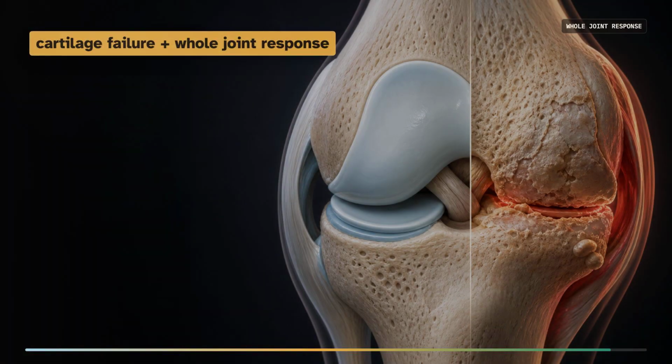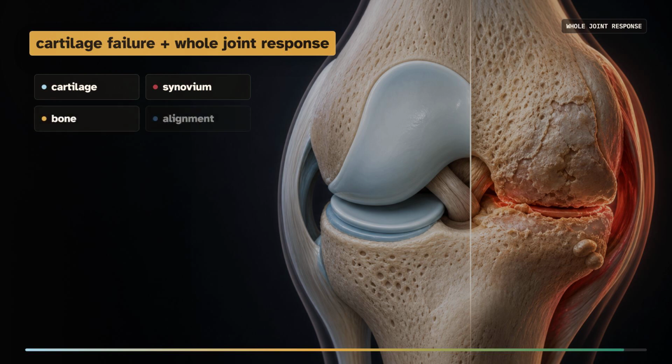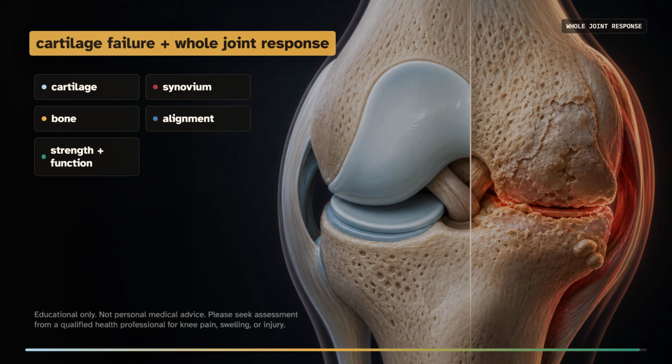So the simple model is this: knee arthritis is cartilage failure plus a whole joint response. The best explanation and the best treatment plan looks at cartilage, synovium, bone, alignment, strength, function, and the person living with the knee. This video is educational only and is not personal medical advice. If you have knee pain or swelling, please get assessed by a qualified health professional.